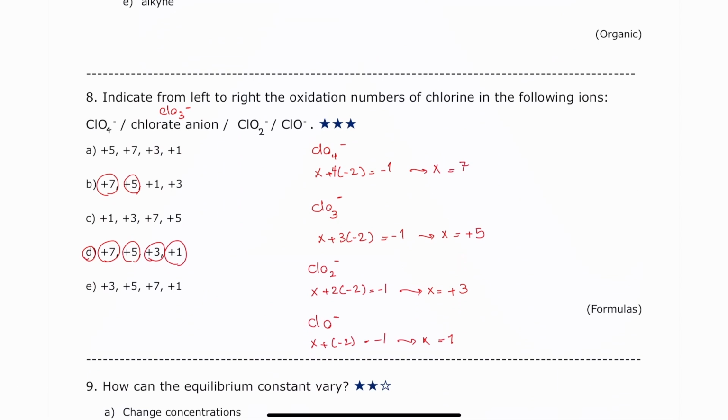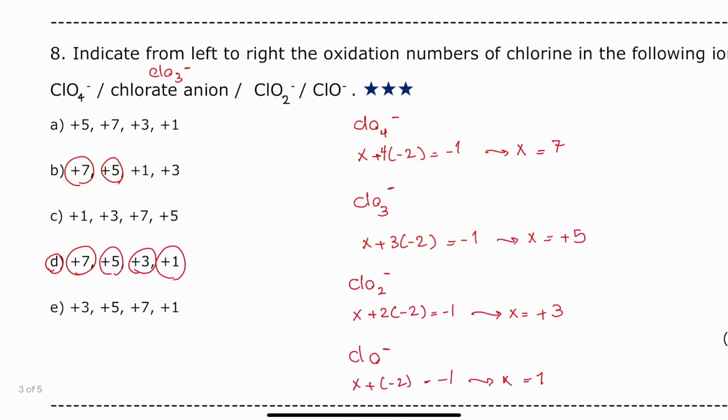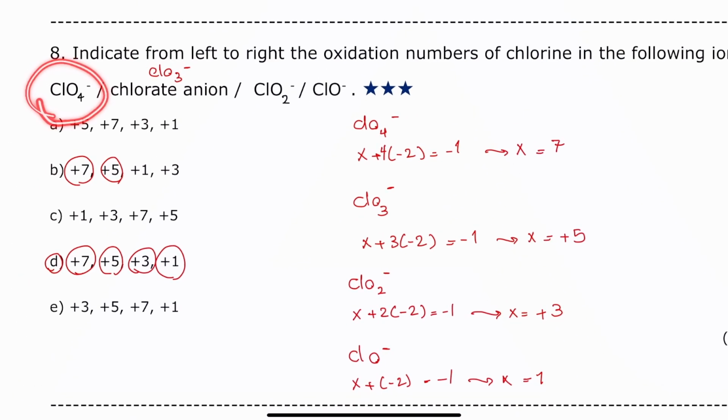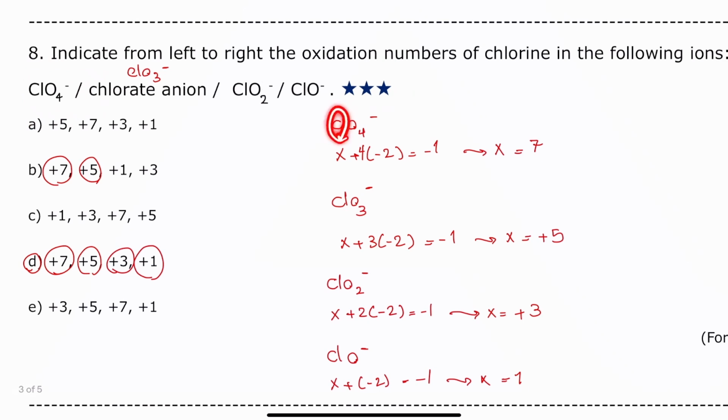Number 8 says, indicate from left to right the oxidation number of chlorine in the following ions. We know the whole process of oxidation numbers, but let's go from left to right. We have ClO4 minus, okay? We want to know the oxidation number of Cl. This one is our unknown, the oxidation number. So, for example, let's call it X. And we know that the whole of this structure equals minus 1 because of this minus.